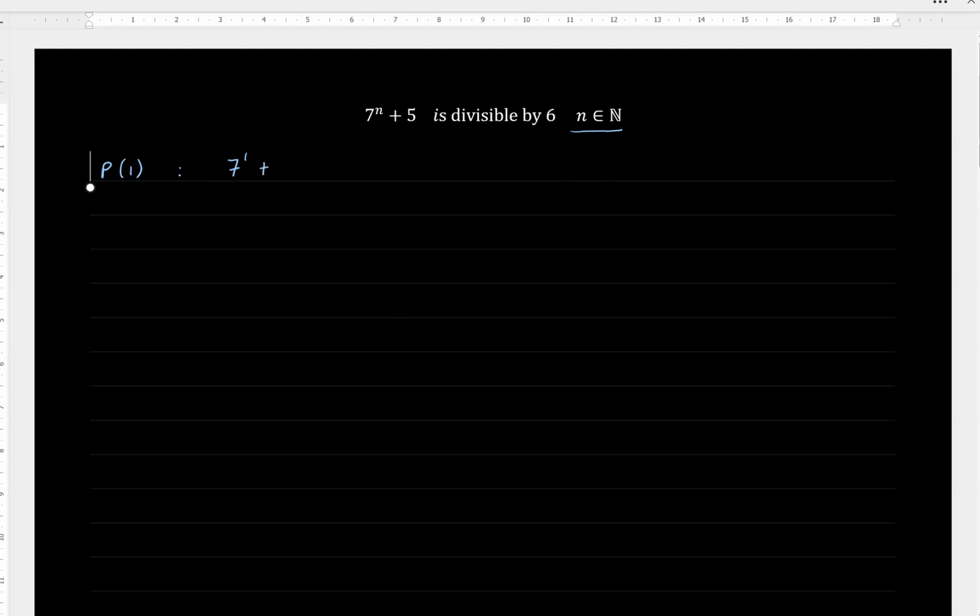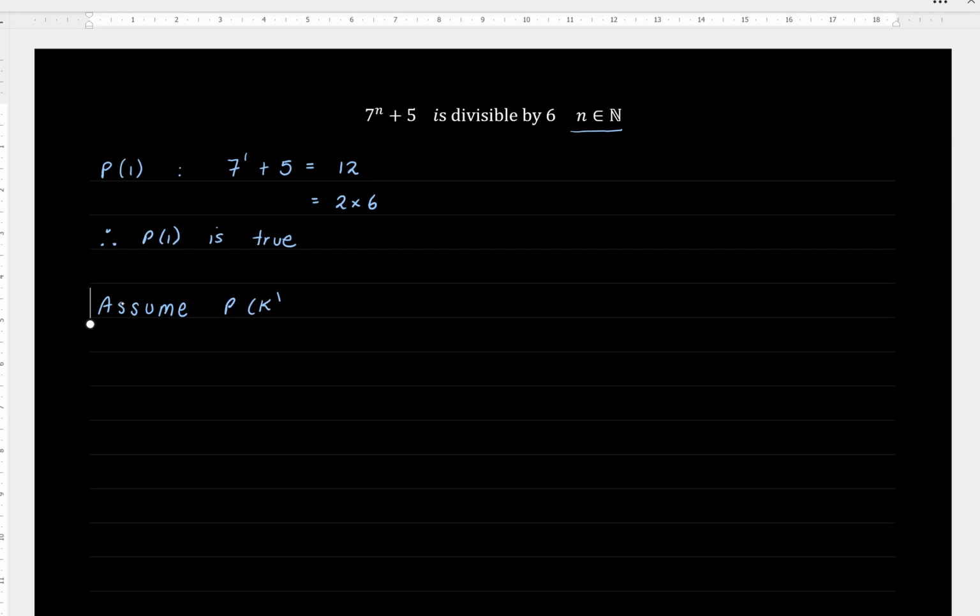plus 5. Okay, so that gives us 12, and that is definitely divisible by 6. Okay, so therefore P1 is true. Now, just like before, what we then have to do is we want to assume that Pk is true.